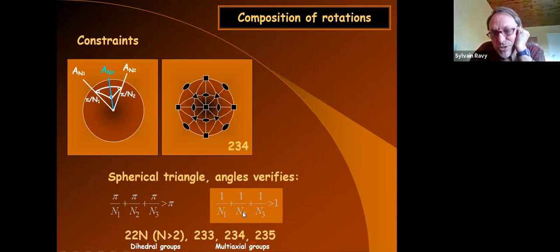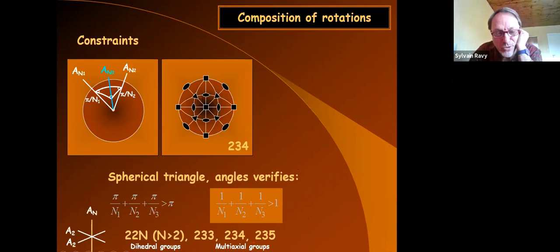So this gives you a condition on n1, n2, n3, which is that formula, 1 over n1 plus 1 over n2 plus 1 over n3 larger than 1. And actually, there is a very small number. Actually, I should not say that because it's infinite, but you have very few types of groups which satisfy this simple inequality. The first one is when n is whatever, and then you have only two, to be larger than 1. And these are called dihedral groups.